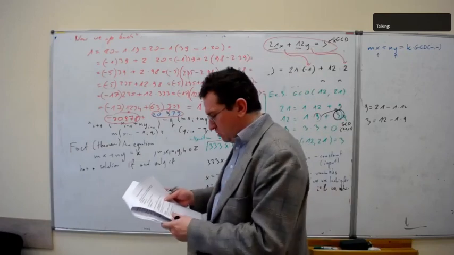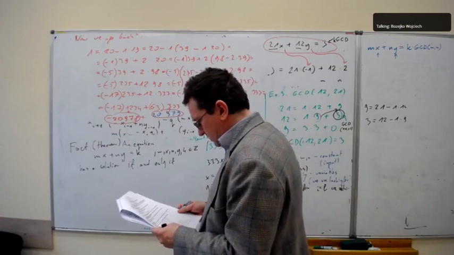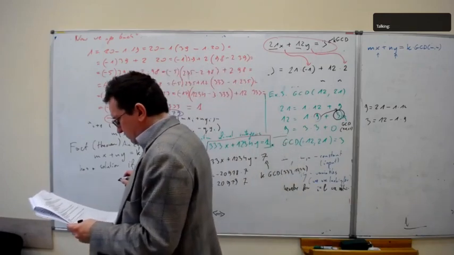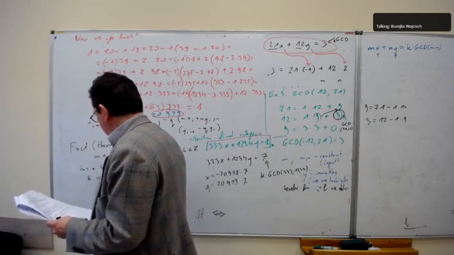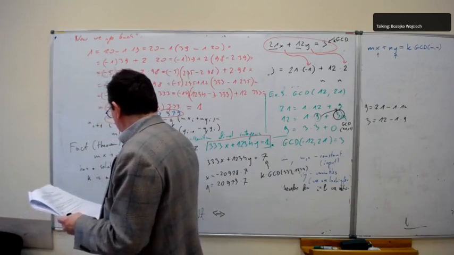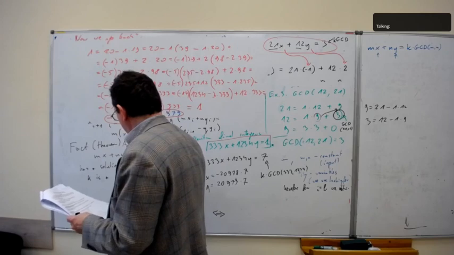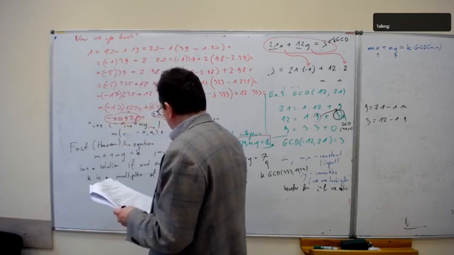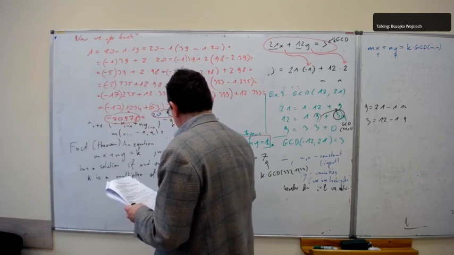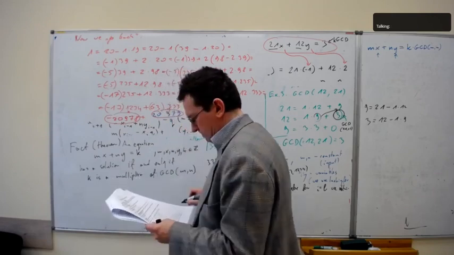So this is a logical equality. If and only if k is a multiple of the greatest common divisor of m and n.